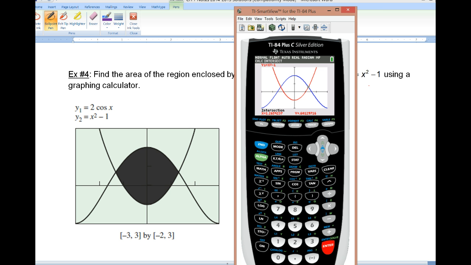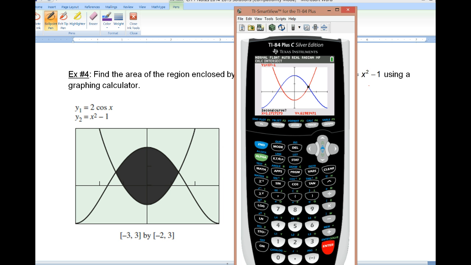That makes sense? Not really? Let me explain again, let me just show you. When I go to second trace and want to find the intersection, that's number 5. Right away, it's going to say first curve with a question mark. Our first curve is 2 cosine x. That's fine, I'll just press enter.